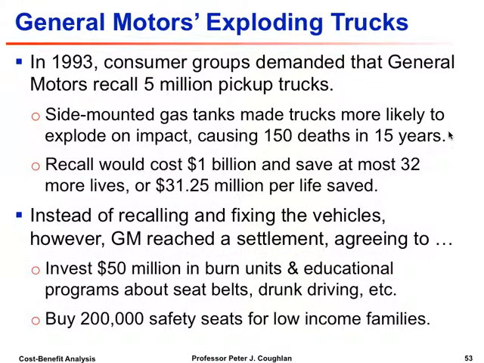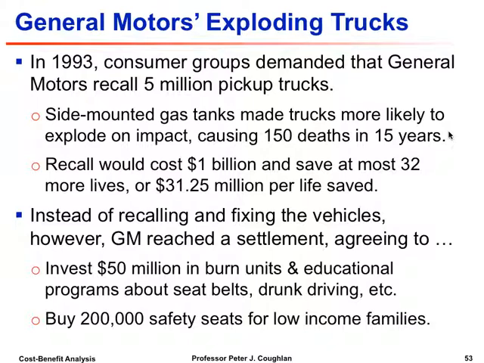So the first story is about General Motors exploding trucks. Back in 1993, consumer groups demanded that General Motors recall 5 million pickup trucks. They had side-mounted gas tanks, and that made them more likely to explode on impact. It was estimated that it had caused 150 deaths in 15 years. So the recall would cost $1 billion to do, and it would save at most 32 more lives. Or, in other words, it would cost $31 million per life saved.